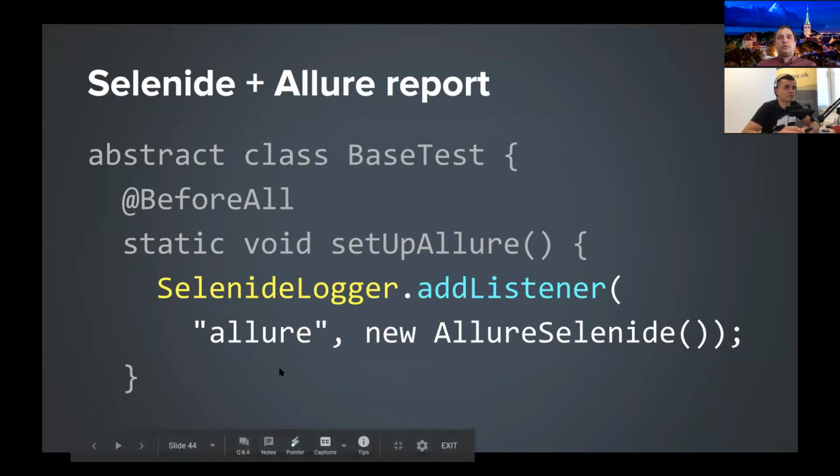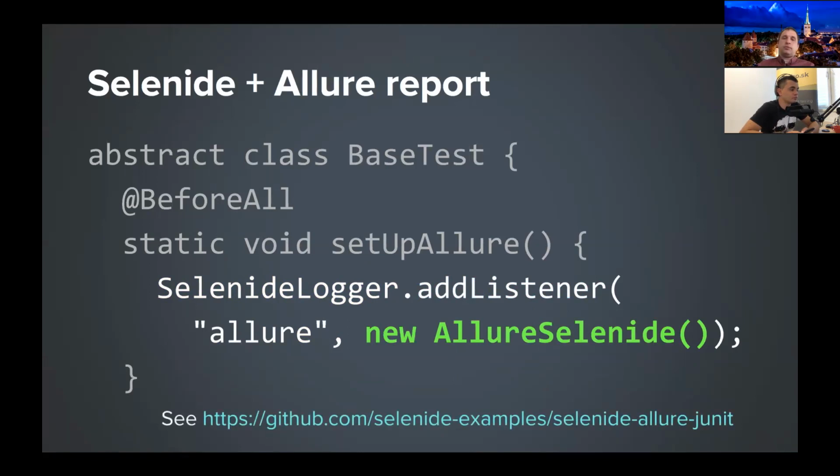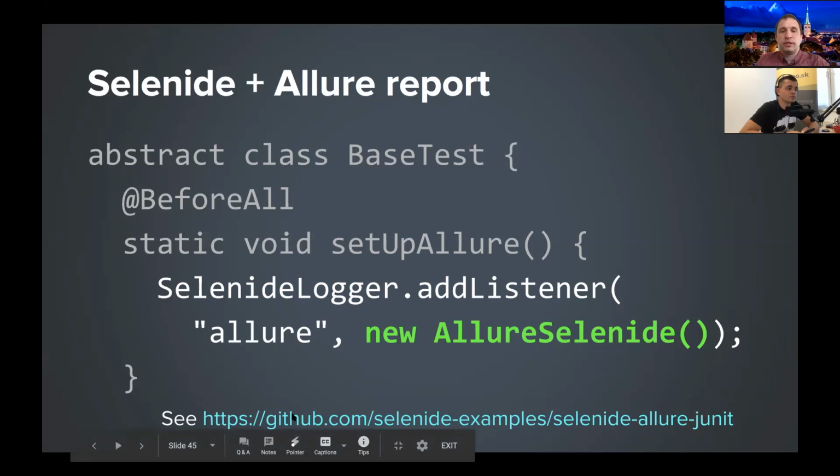To do it, you just need to add this line in the beginning of your test, in some kind of before all block. Selenide logger dot add listener. And this Allure listener is provided by Allure, and it will generate a nicer report for you. And we have a working example on GitHub, as I mentioned, at GitHub/Selenide examples.